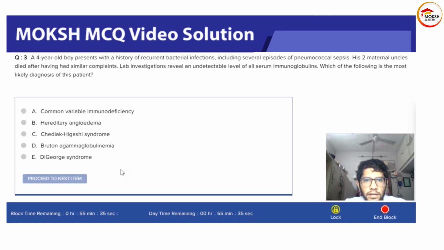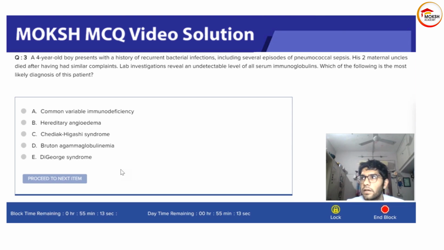A 4-year-old boy presents with a history of recurrent bacterial infections, including several episodes of pneumococcal sepsis. His two maternal uncles died after having similar complaints. Lab investigations reveal an undetectable level of all serum immunoglobulins. Which of the following is the most likely diagnosis of this patient?